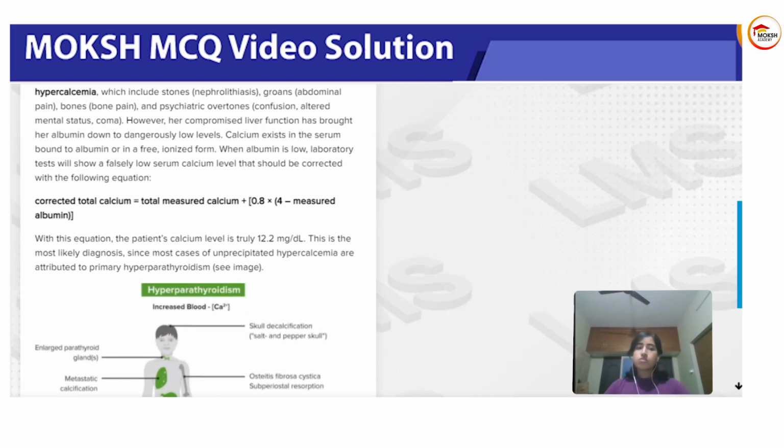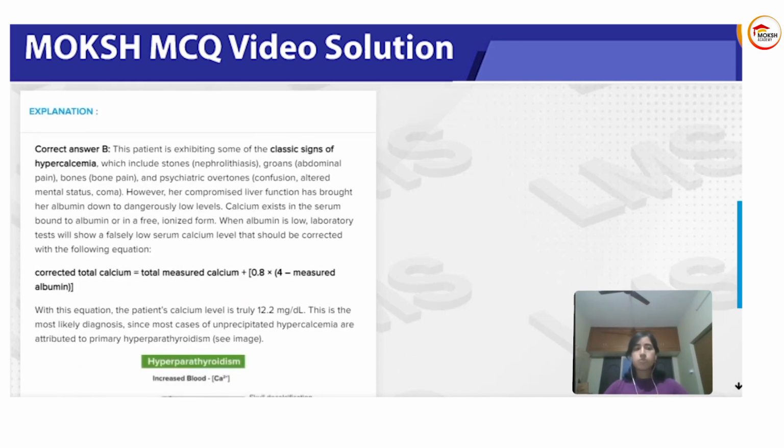So the corrected total calcium will be the total measured calcium, which in this case is 10.6, plus 0.8 times 4 minus the measured albumin, which in this case is 2. Like I mentioned, we're using 4 over here as the normal albumin level. So 4 minus 2 gives you 2. Multiply that with 0.8, that's 1.6, plus 10.6, that gives you 12.2.